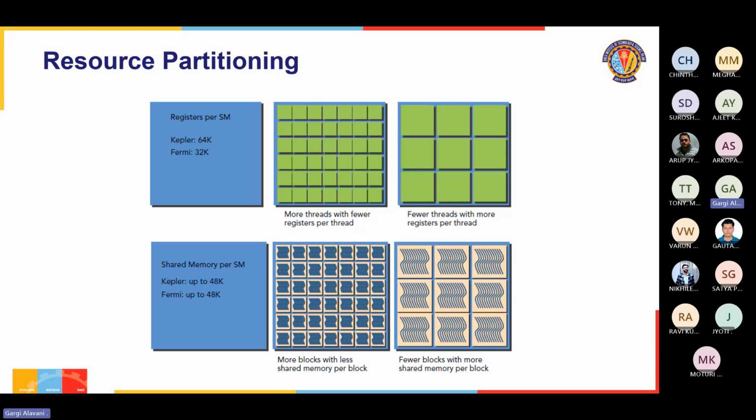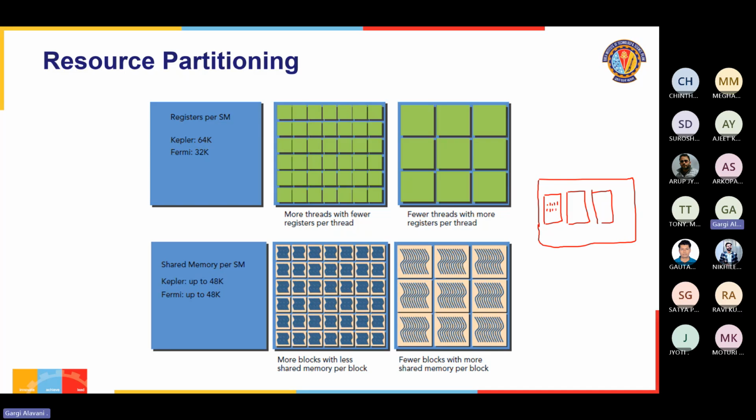How is the resource partitioned in CUDA, or how is it decided how many threads can be on a particular SM? I hope you all recollect what an SM is. If not, let me just revise. Our GPU architecture has multiple SMs, right? SM is a streaming multiprocessor. Each SM has a certain number of cores, a certain number of special function units, load store units. It will also have tensor cores and so on.